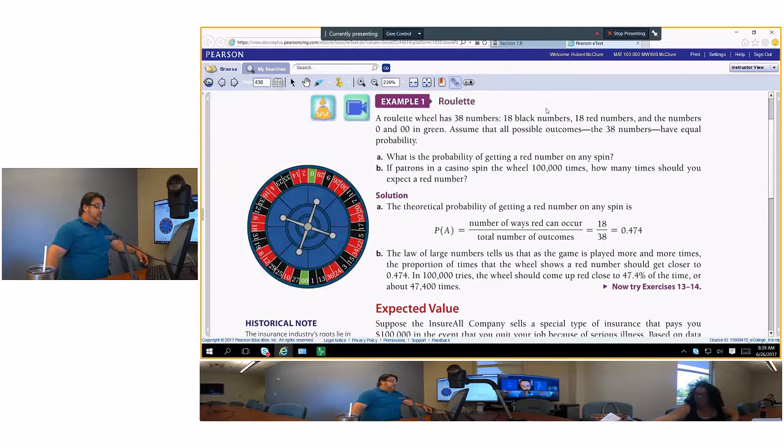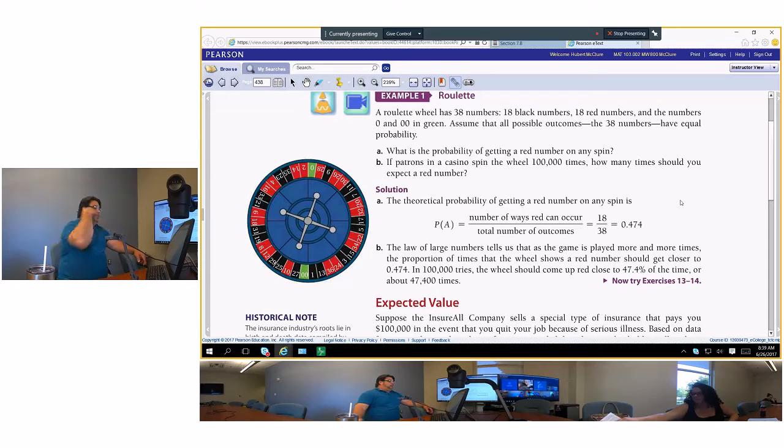Now that is a test question right there, so you might want to write that one down. The roulette wheel, and this is the one that we did in class. I didn't know it was in here. A roulette wheel has 38 numbers, 18 black numbers, 18 red numbers, and the numbers 0 and 00 in green. Assume that all possible outcomes, 38 numbers, have equal probabilities. What is the probability of getting a red number on a spin?